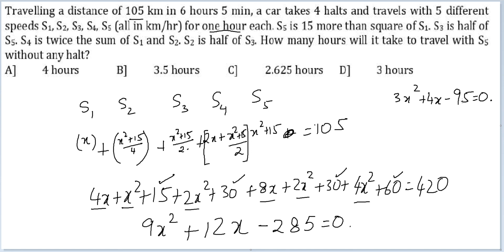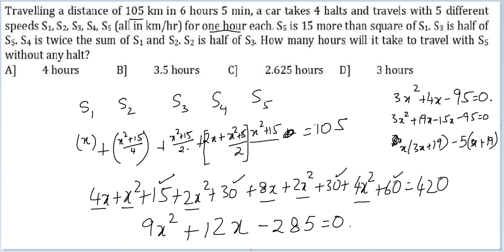So 3 into 95 is as good as 15 into 19. I can break it up. 3x square plus 19x minus 15x minus 95 is equal to 0. Oh, sorry, x common, so x(3x plus 19) minus 5 common, (3x plus 19). Basically x is equal to 5.